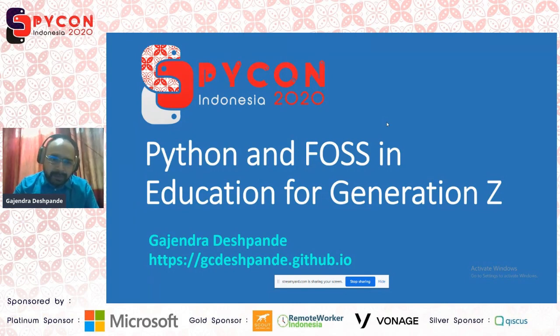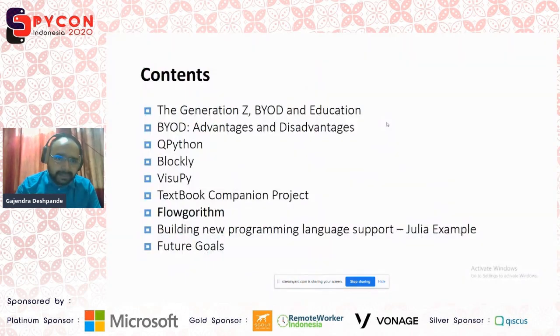My name is Gajendra Deshpande. I will be presenting a talk on Python and FOSS in education for Generation Z. These are the contents which we are going to discuss today. Who Generation Z people are. BYOD, that is bring your own device, and education. Then the advantages and disadvantages of bring your own device. Then we are going to discuss some apps like QPython, Blockly, VisuPy. Then there's a project by IIT Bombay, the textbook companion project. Then the Flowgorithm tool, then building new programming language support in Flowgorithm by taking Julia language as an example, because that support was not available. Then the future goals.